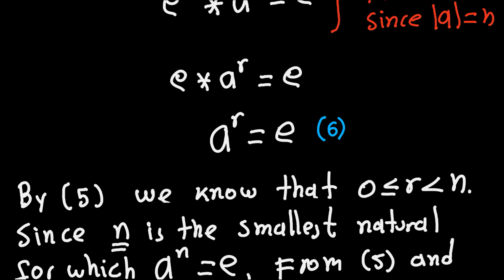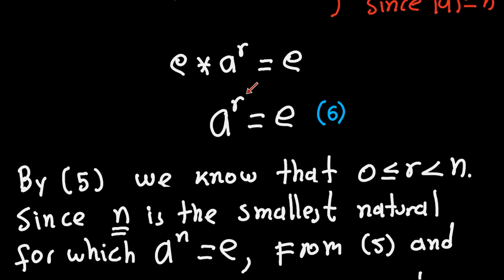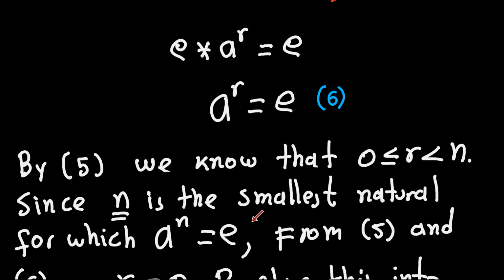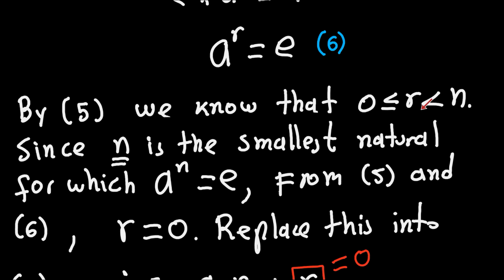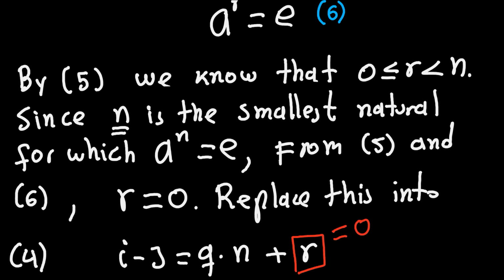Now, if you go back and look at what 5 said, this exponent r is the remainder of the division. The remainder of that division is bigger than or equal to 0 and less than n. Now, since n is the order of a, because we are assuming that a has order n, n is the smallest natural number for which a to the n is the identity. That is the definition of the order of a. But from number 6, I have something less than n that also gives me the identity. That means this r cannot be positive, because if it were positive, then r would be the order, which contradicts the fact that n is the order of a. So from 5 and 6, we have to have that r is 0.